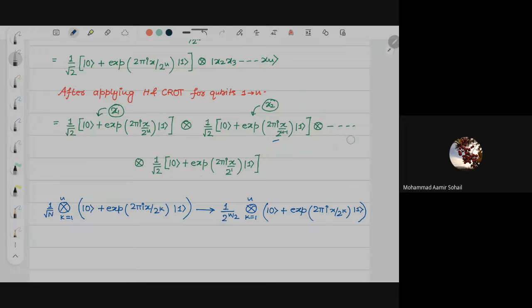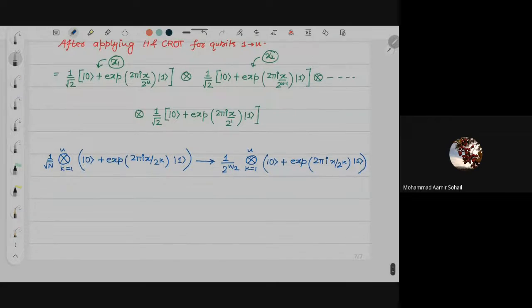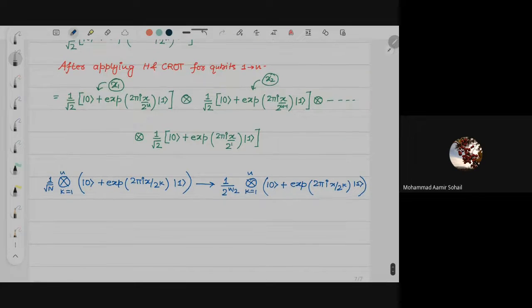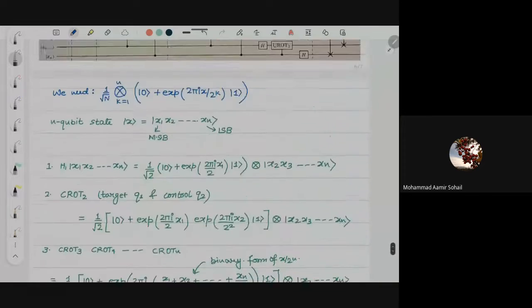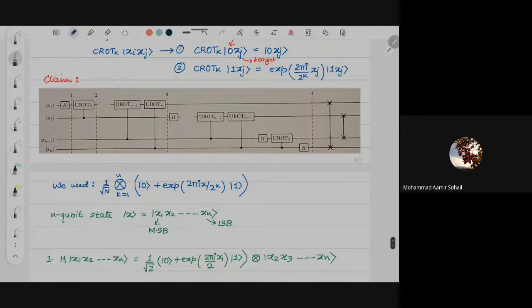The only issue with this one is that what this circuit gives is in the reverse order. The output is in reverse order. So what we are getting here in the first qubit, we are getting in the last qubit here. So we have a reverse ordering here. That's why we do this reverse operation.